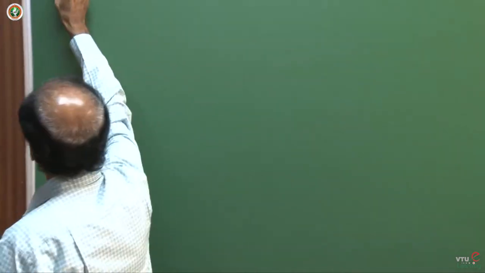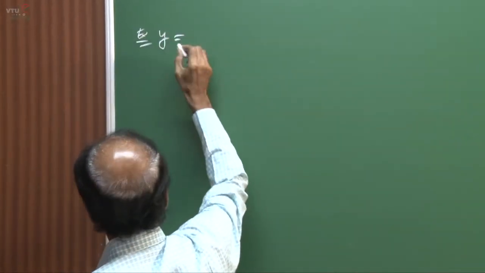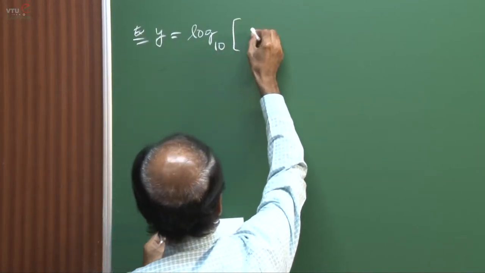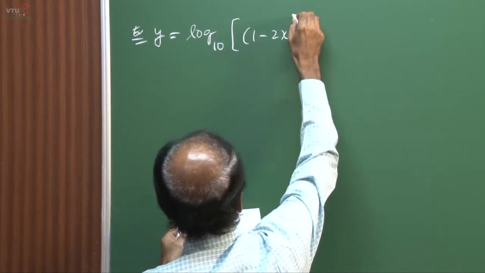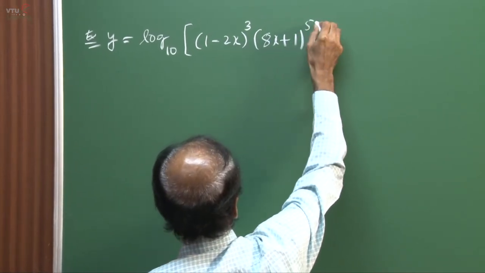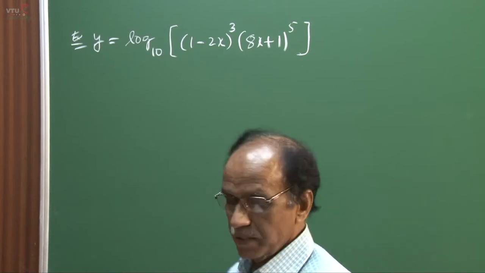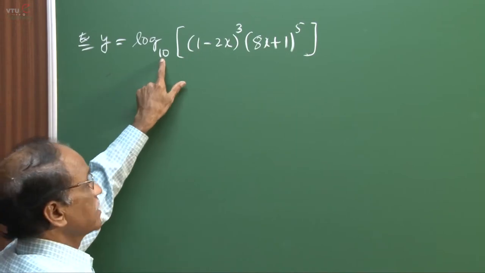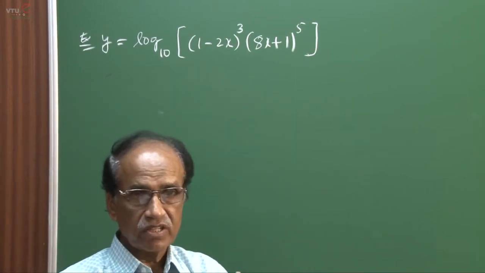Dear students, I shall continue the problems on finding the nth order derivative from the logarithmic function onwards. The next problem which I am going to discuss is like this. y is equal to log to the base 10 of (1 minus 2x) whole cube into (8x plus 1) whole to the power of 5.